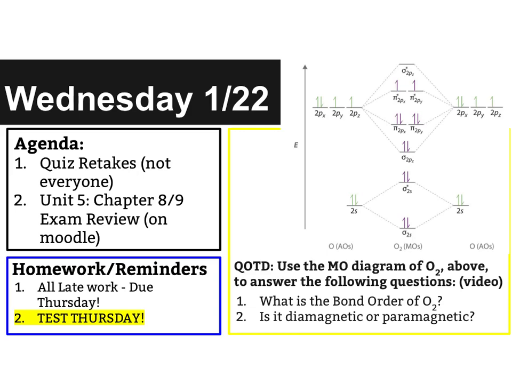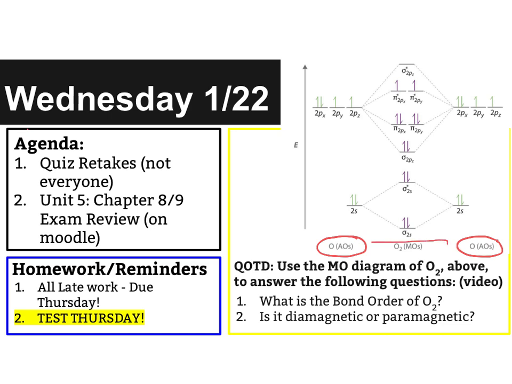Okay, hey you guys. So for the question of the day, you're using the molecular orbital diagram of O2, which is pictured above, to answer the following questions. So we can see the atomic orbital for oxygen is on either side, so that's in green, and then each oxygen brings 8 electrons, and so those are all put in.